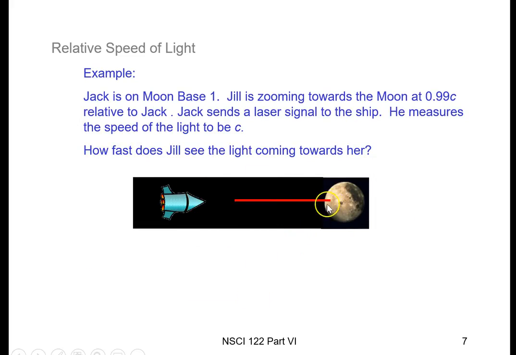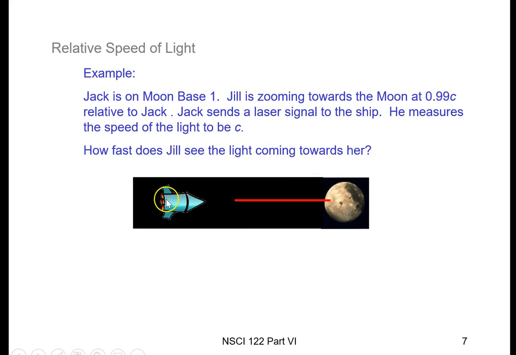Suppose Jack is on a moon base. You can't see him, but Jack is here on this moon base. Jill is in her spaceship zooming towards the moon at 0.99 c, 99% the speed of light. She's flying in from a different solar system, coming in. Jack sends a laser signal to the ship. So Jack shoots a laser beam from the moon base towards this ship. He measures that speed of light to be c. How fast does Jill see the light coming towards her? It's still going to be c. And that is so strange.